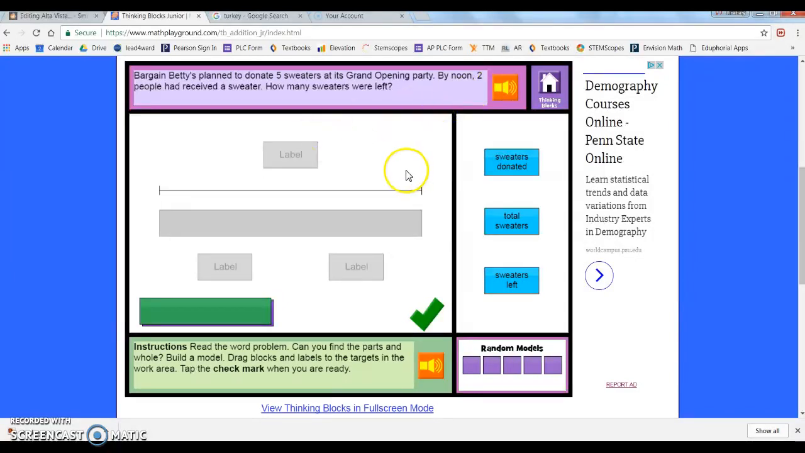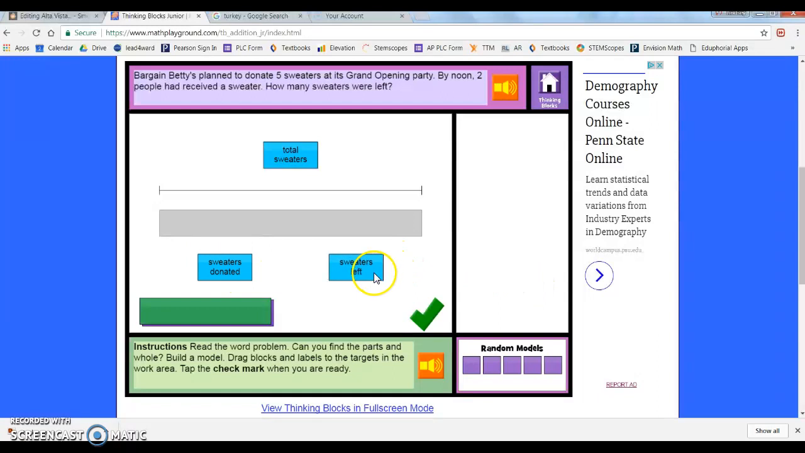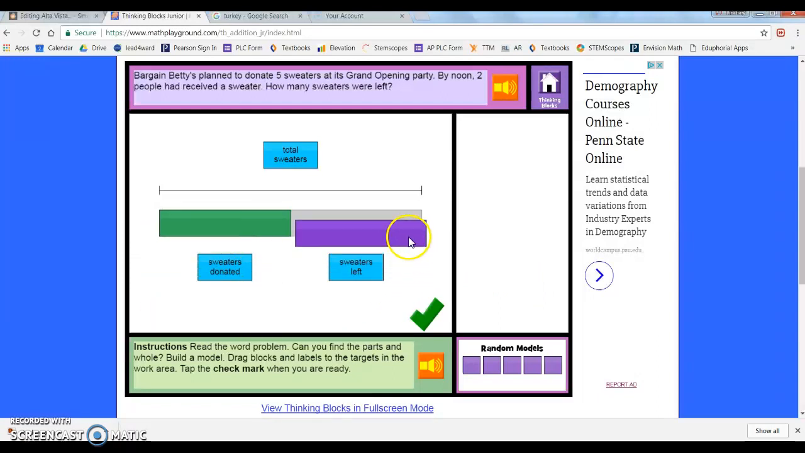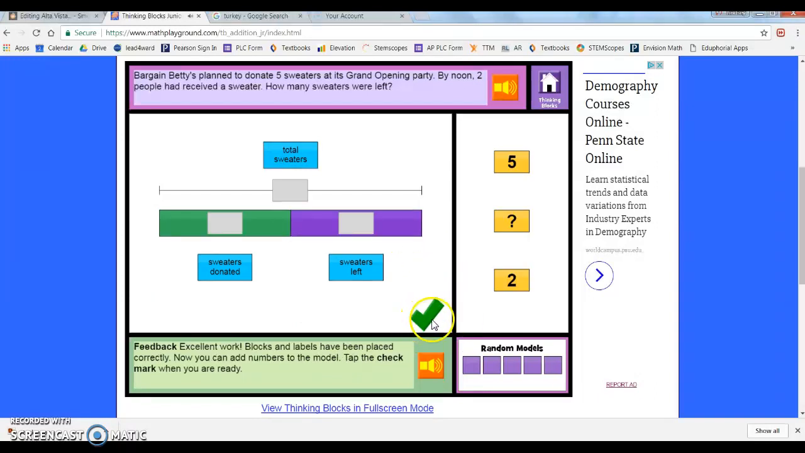Alright, so we're trying to find out how many sweaters were left. So that total sweaters is what we're looking for. That's our whole. And we're trying to find out how many sweaters were donated. That's part of it. And then how many sweaters were left. You can drag out these boxes because these represent the numbers that we're looking for. I'm going to click the check mark. Alright, so now I got to fill in the numbers.